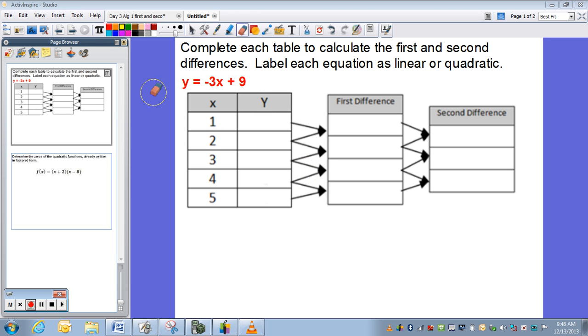All right, Victoria, thank you for helping me with this problem. Here we want to complete the table, complete our first and second difference, and then decide if the function is going to be linear or quadratic. What is the first thing I'm going to do here?